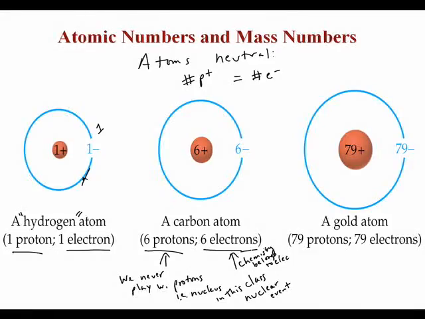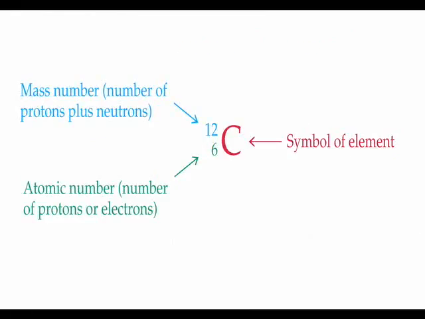Okay. A gold atom. What makes a gold atom so pretty? It must be the 79 protons, 79 electrons. No. But a gold atom is, by definition, 79 protons. Okay. How do we write this? We use a nice symbol. This is what we call a chemical symbol.